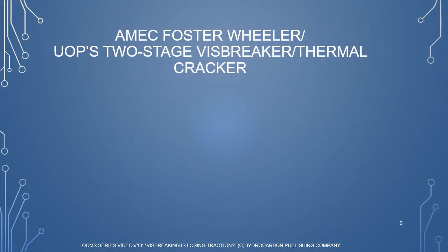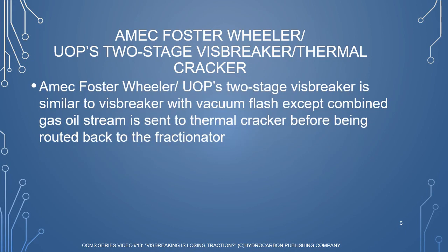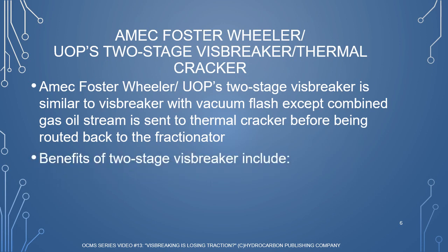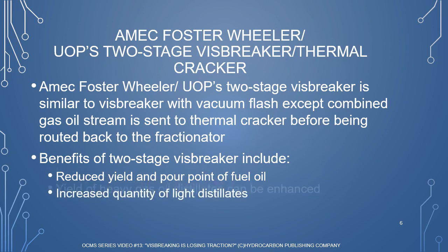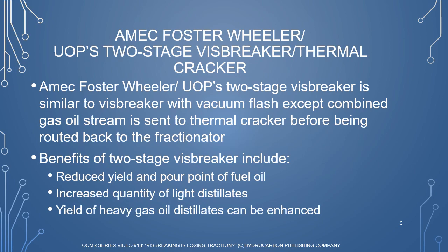McDermott Foster Wheeler UOP's two-stage visbreaker is similar to the visbreaker with vacuum flash, except that the combined gas oil stream is sent to a thermal cracker before being routed back to the fractionator. The company claims that benefits of the two-stage visbreaker are that the yield and pour point of fuel oil are reduced and light distillates yield is increased. The yield of heavy gas oil distillates may be enhanced by sending the tower stream to the vacuum tower.